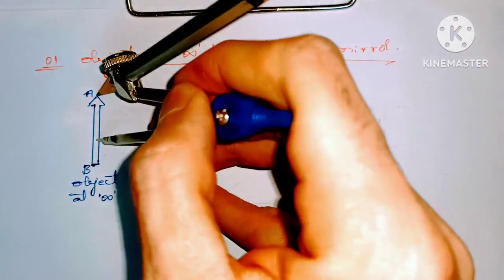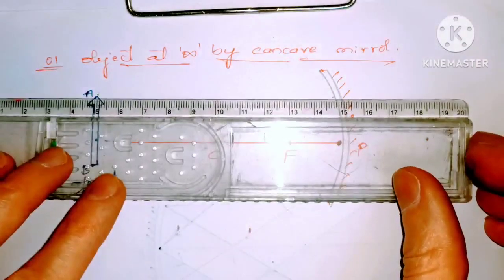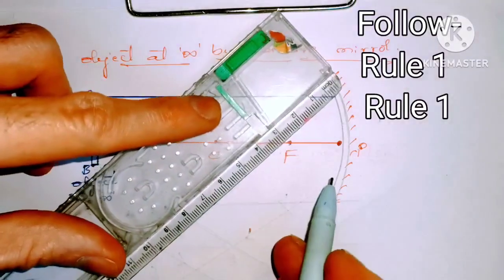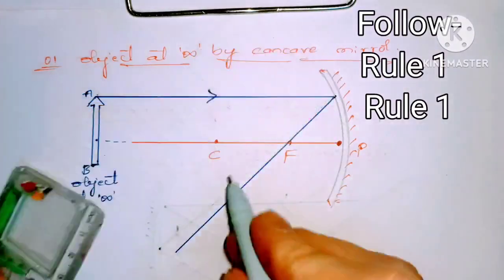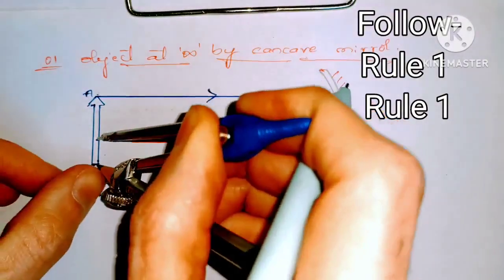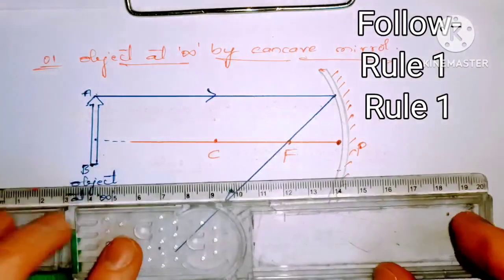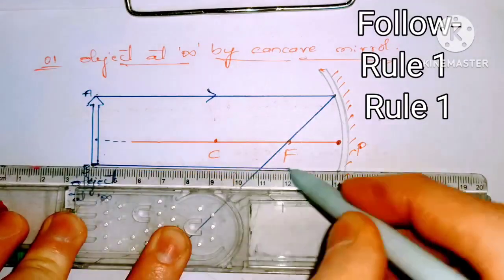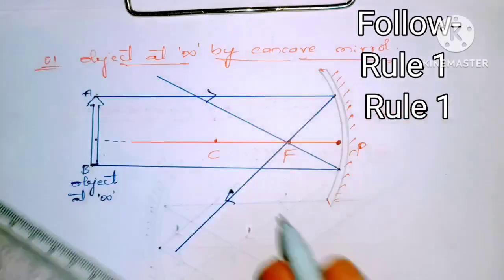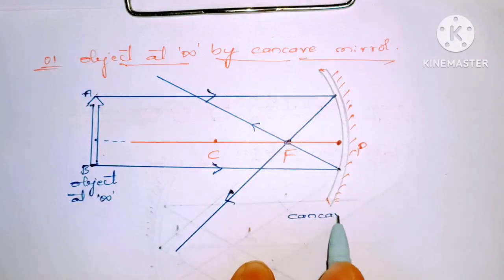Now measure the height of the image. Now mark on the mirror. Now draw the parallel line which follows the first rule, and the ray which is parallel to the principal axis will reflect through F as shown in the figure. Now downside also you follow the same thing. From downwards, you pass the ray parallel to the principal axis downwardly, and it will reflect through the principal focus. So this is the first construction.